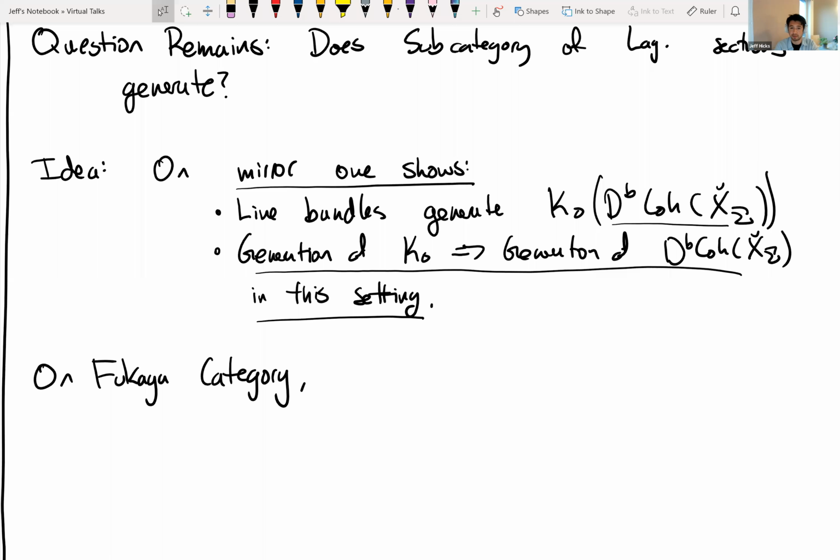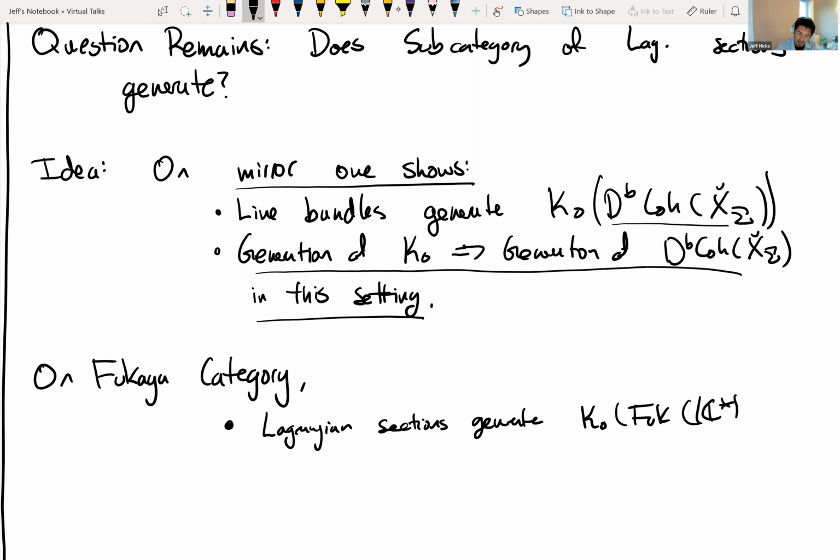So this is the type of strategy that we're going to want to mimic on the mirror. So the first thing that we're going to want to show is that Lagrangian sections generate the derived category of the Fukaya category, sorry, the Grothendieck group of the partially wrapped Fukaya category stopped at this FLTZ skeleton.